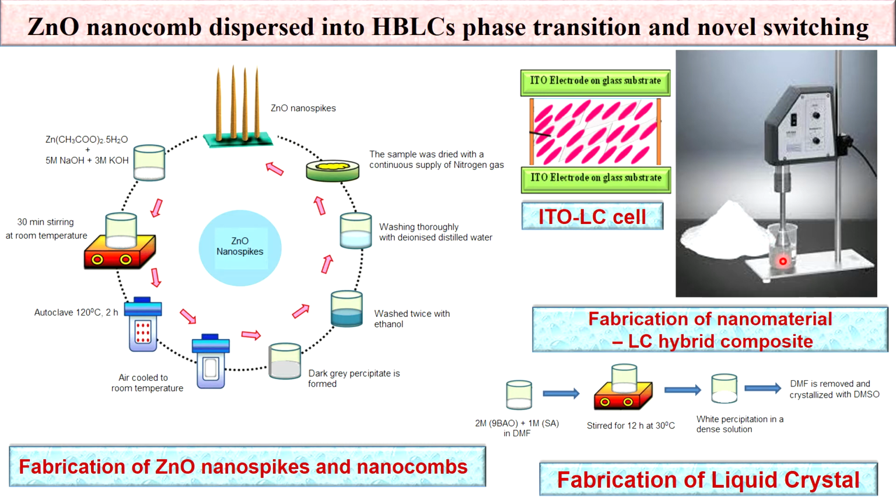And the synthesized nanomaterial is then dispersed in the liquid crystal. For that, a small amount of zinc oxide nanocomb is mixed with 0.005% of the pure liquid crystal suspension. It is then continuously stirred for an hour, which is followed by ultrasonic vibration that enables the nanomaterial to be completely dispersed into the liquid crystal material. The obtained nanocomposite is then vacuum dried at 50 degrees centigrade for about 2 hours.